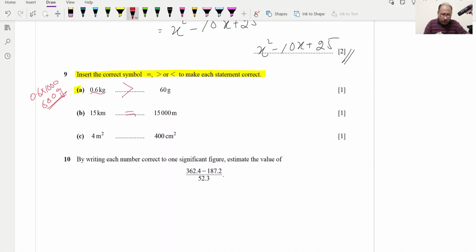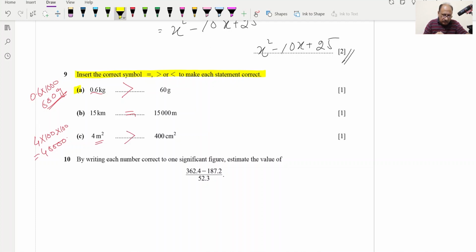And next is 4 meters squared, so we can change into centimeters squared. So 4 into 100 for 1 meter and 100 for the other meter, because this is meter squared. So this will be equal to 4 and 4 zeros, it will be 40,000. So this is basically again greater.